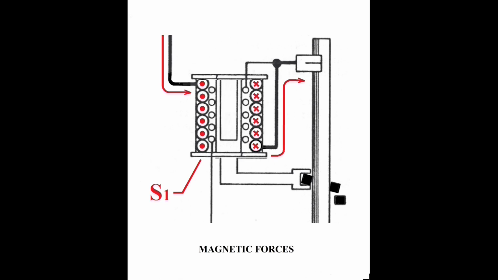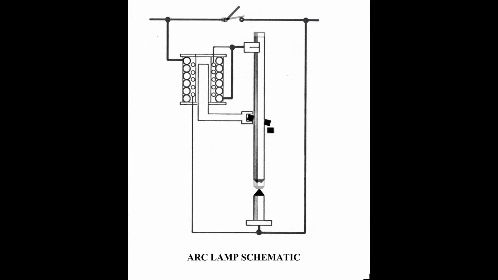This current flowing in S1 produces an upward acting magnetic field represented by the arrow S that acts in opposition to gravity, producing an upward force on the top of the electrode by means of the clutch carrier and the clutch. The top carbon electrode will move upward and open the arc gap.